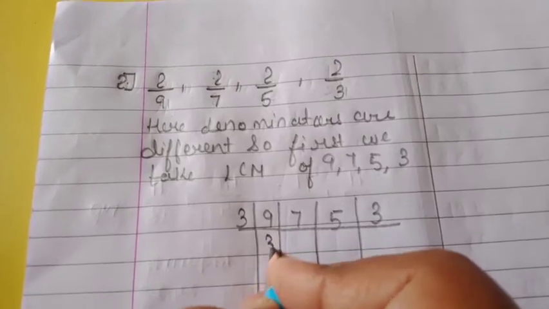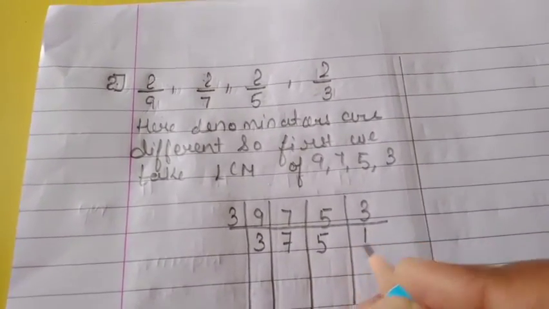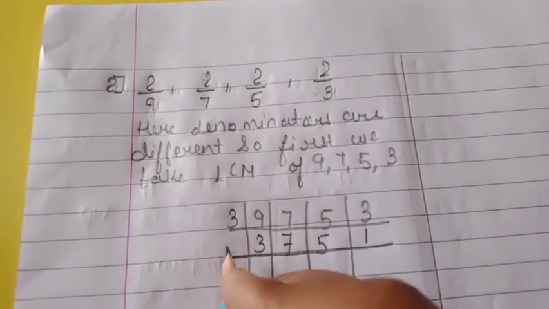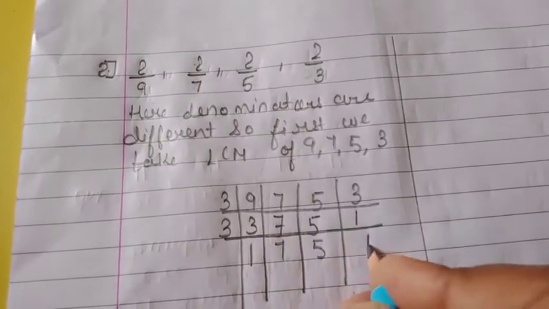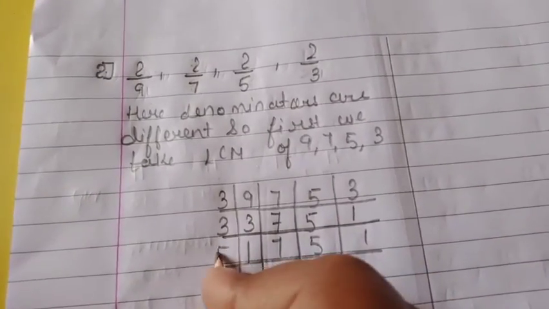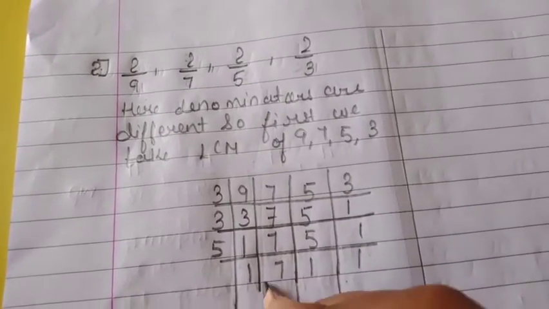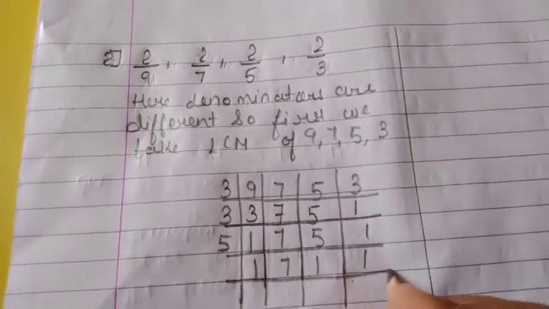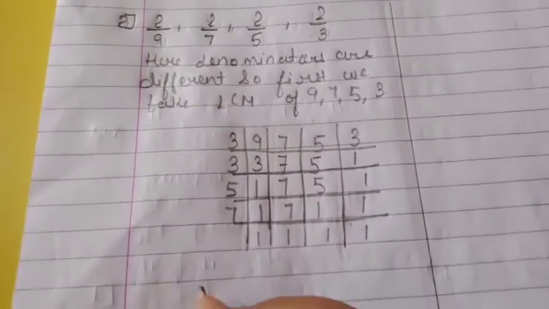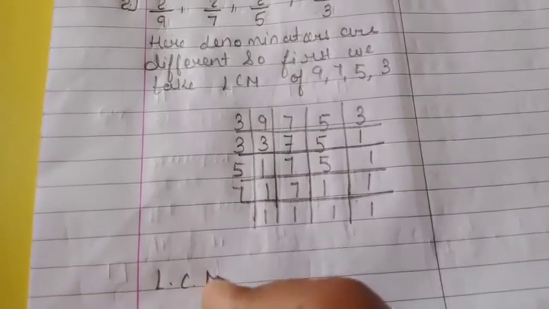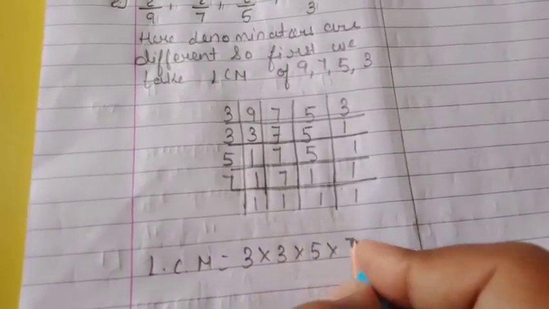3 3s are 9. 7 will not come in the 3 table. 5 also will not come. 3 1s are 3. Then 3 is there. Then again we will take the 3 table. 3 1s are 3. Then now we will move to the 5 table. 5 1s are 5. Now here 7 is left. So 7 1s are 7. So we will take LCM equal to 3 multiplied by 3 multiplied by 5 multiplied by 7.